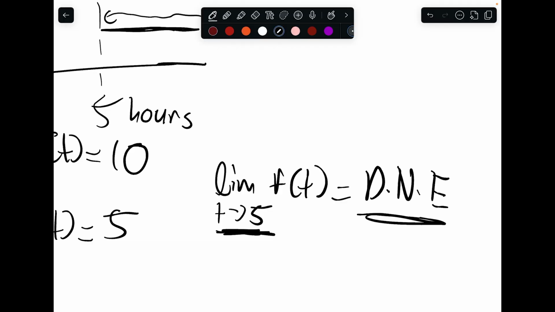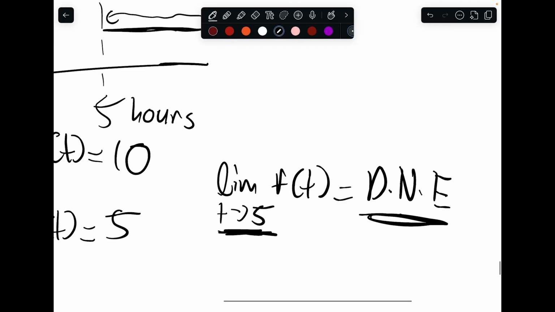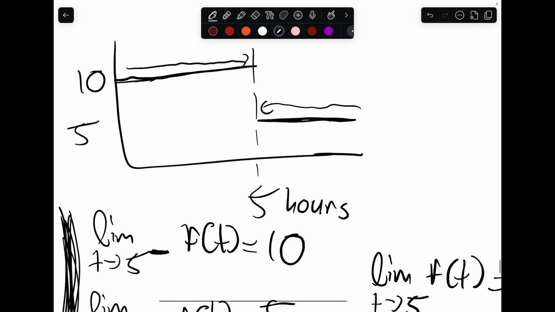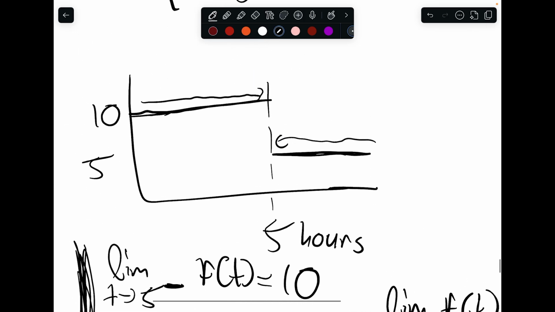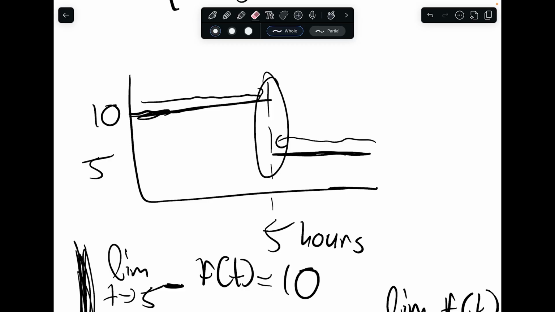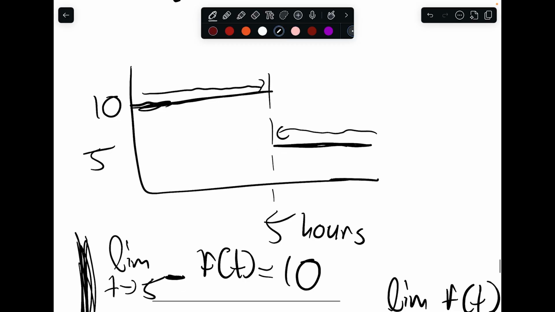This just means does not exist, and you can't find any limit for this type. That's because look at this here. There's a great gap between these two rates, and it doesn't approach a clear value.